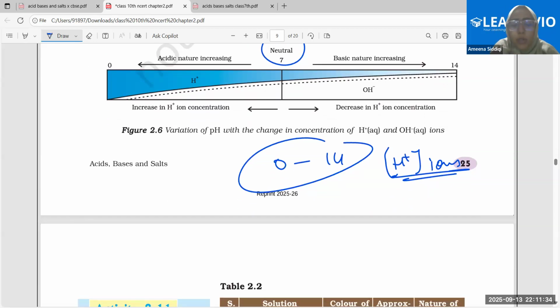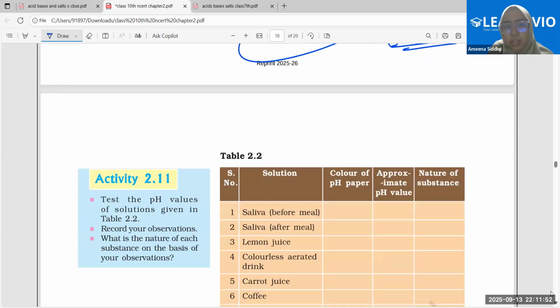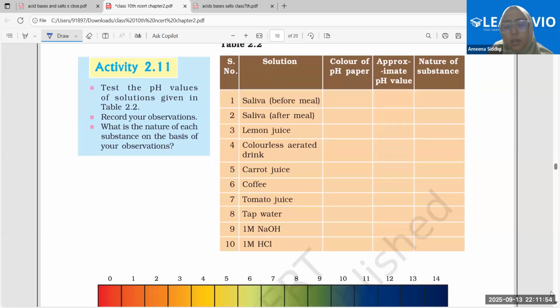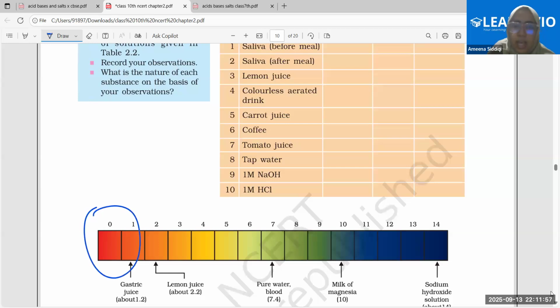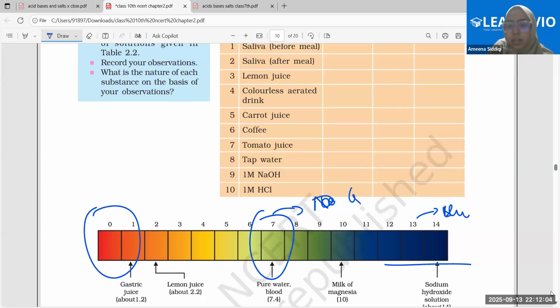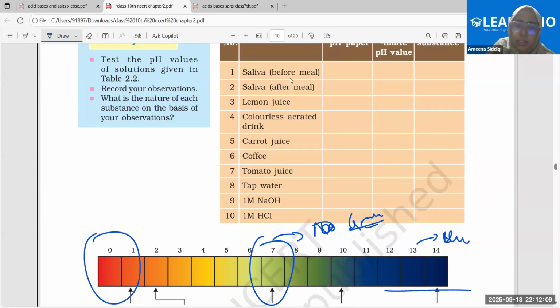What is the indicator which is used to indicate the colors against different values of the pH scale? The universal, very good, the universal indicator. So towards very acidic, it will be 0 and 1. So what will be the color? That would be from red. As we move towards the basic values, it will change to the blue part, and in between, the neutral part, we have the green color. Clear?